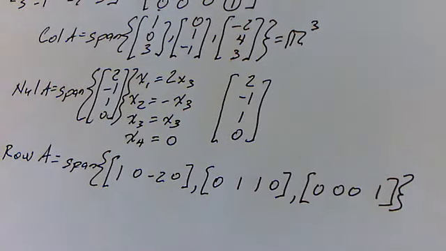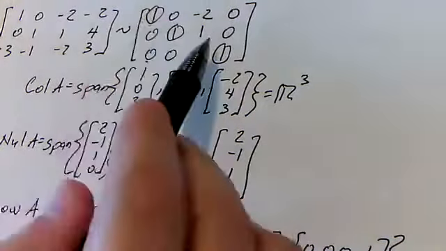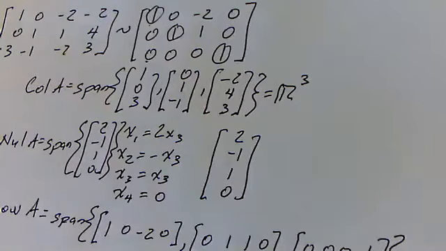And each of the independent rows, or each of the pivot rows of the reduced matrix. So you do go to the reduced matrix for the row space of A.